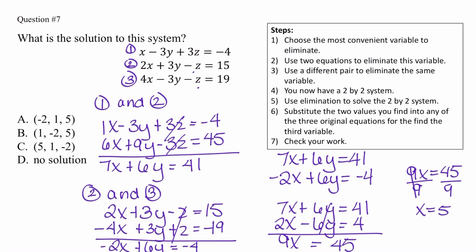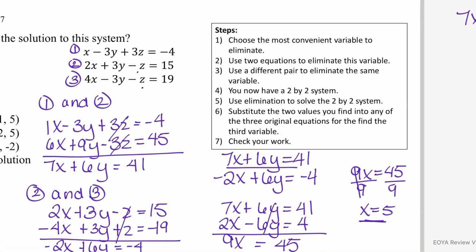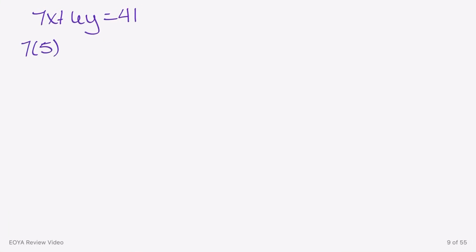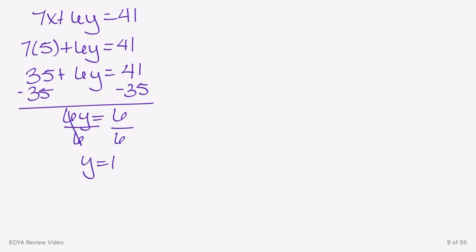So now what I'm going to do is I'm going to plug this x equals 5 back into one of these equations. I'm just going to pick this first equation. So now I'm going to go to the next page. And so I have 7x plus 6y equals 41. And then I'm going to plug in x equals 5. So I have 7 times 5 plus 6y equals 41. And so 35 plus 6y equals 41. And so if I subtract 35 from both sides, that gives me 6y equals 6. And I divide both sides by 6, and I get y equals 1.